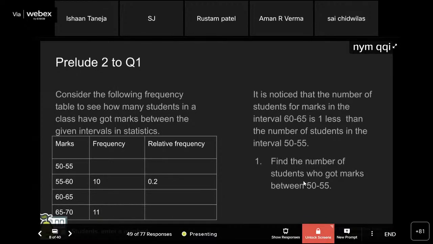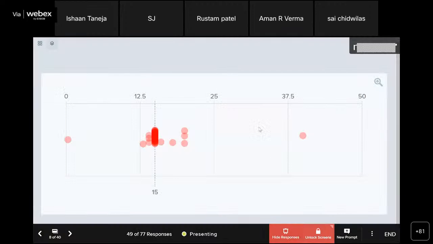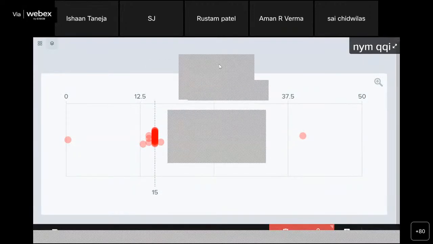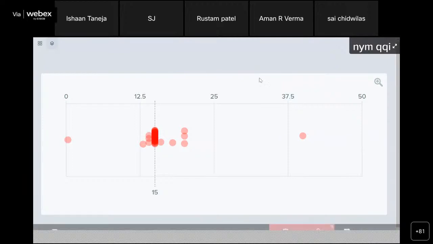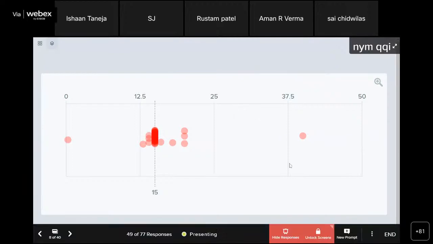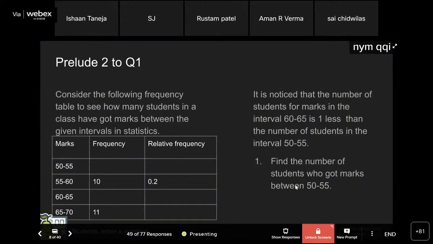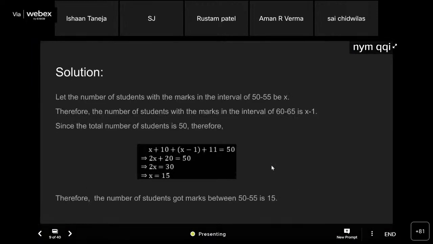Okay, moving forward to the solution part. Most of you have answered, I think, 15. Let's see. I think the major thing is the language of the question. You must be able to interpret what it's trying to say.